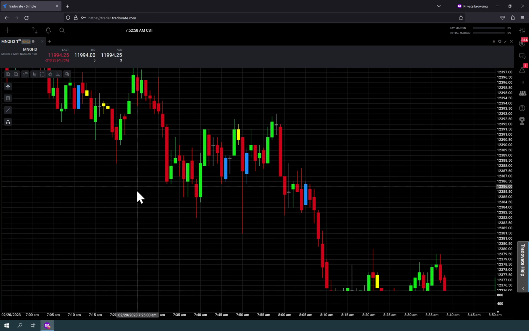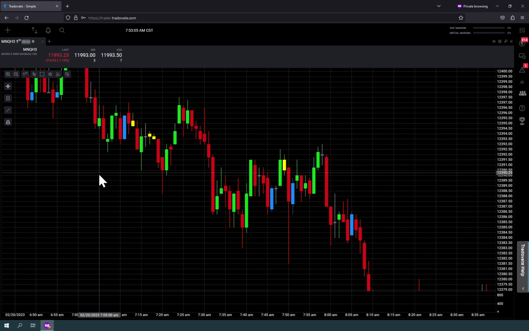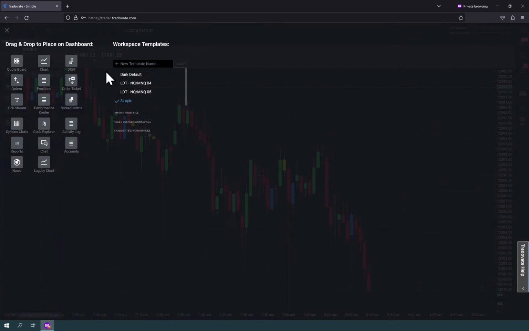Before I answer that one, I wanted to point out the difference between having a legacy chart on your platform versus the new chart. To add either chart, you have to click the plus button. And if you had originally done this when you set up your platform, you may have clicked Legacy Chart down here. And Legacy Chart is just the original charting module that Tradovate had.